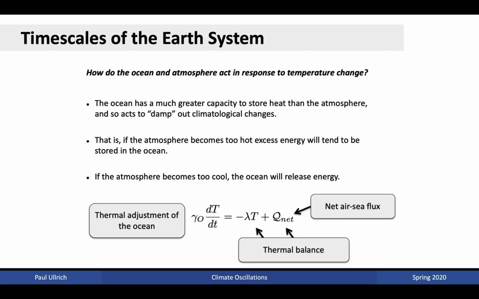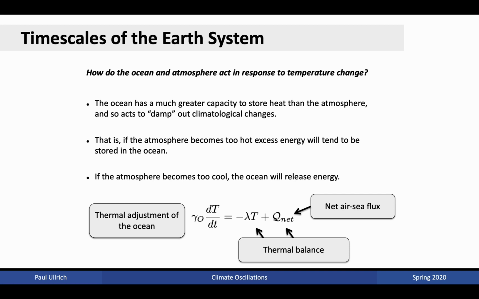One can describe this quantitatively using a simple thermal adjustment equation. On the left-hand side of this equation, we represent the thermal adjustment of the ocean, which is the change in temperature of the ocean with respect to time. It has a constant of proportionality, which is the heat capacity of the particular region of the ocean that we're interested in. The change in temperature within this region is governed by two processes.